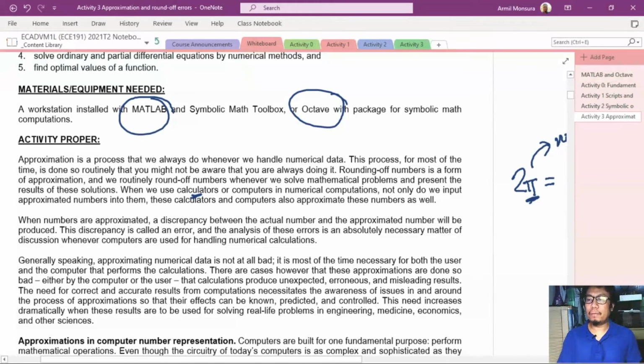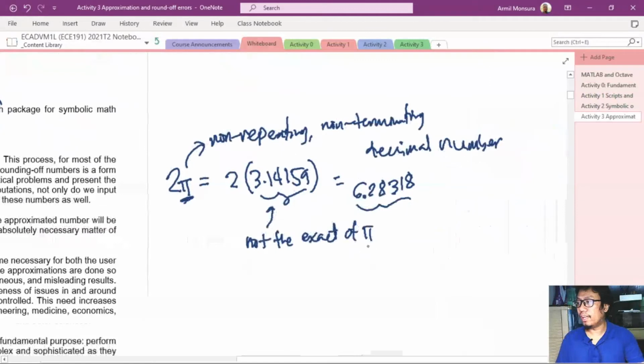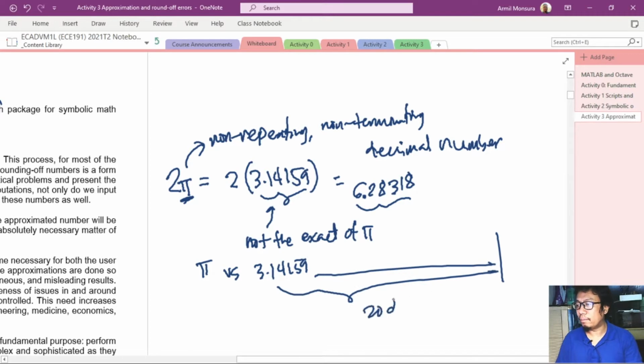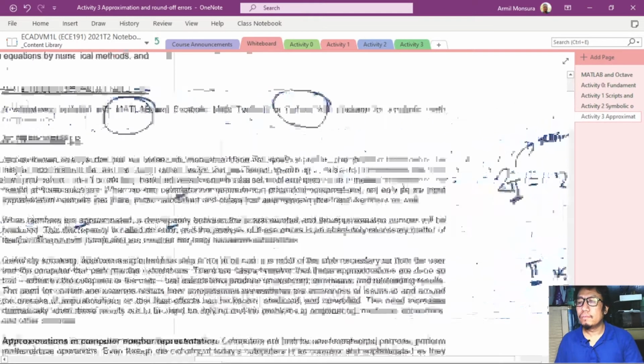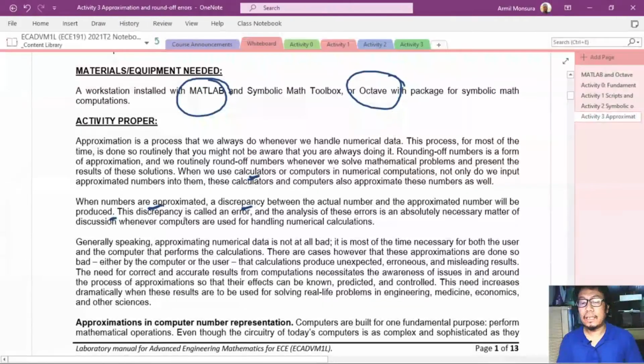Okay. And when numbers are approximated, a discrepancy between the actual number and the approximated number will be produced. Ito yung sinasabi ko kanina. Between pi and 3.14159. Even if I use the next numbers there, and say for example, I use 20 decimal places, still, I am approximating pi. I strictly am approximating pi. And therefore, I am producing some kind of a discrepancy between the exact value and the approximate value. So, this discrepancy is called an error.